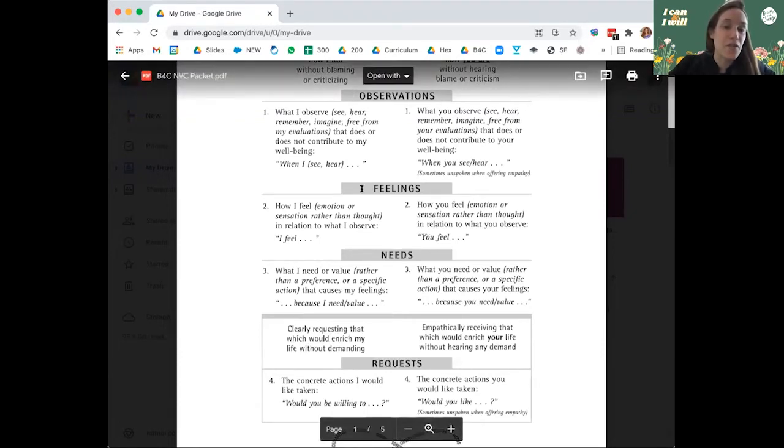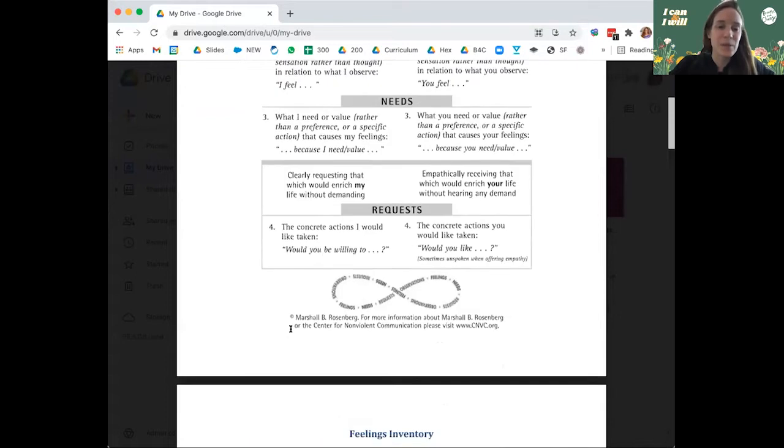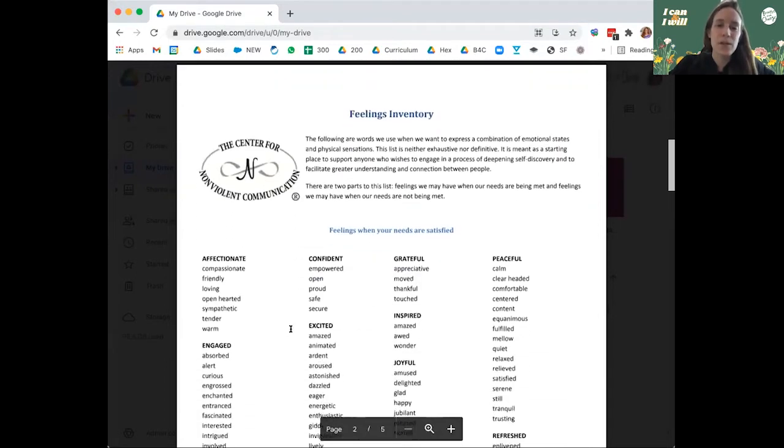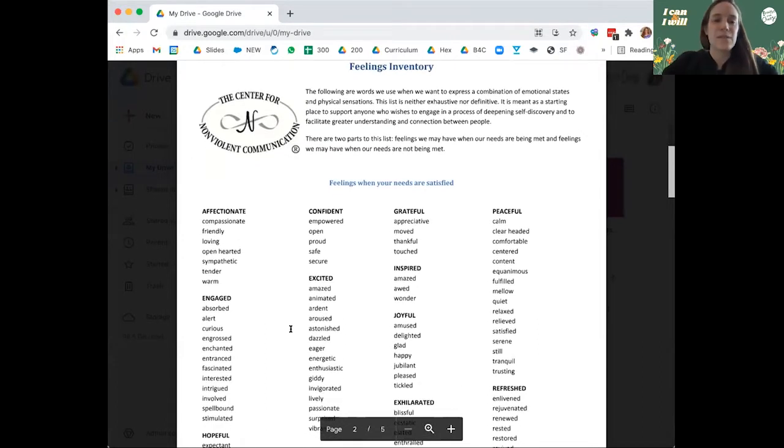So here's the breakdown of the 4 steps: what I observe, how I feel, what I need, and the requests. We just went through those. One thing I will say about the feelings part, which we're getting to right here with the feelings inventory, is that one nuance that's crucial when we're teaching this practice or using it in our own lives is that we use I language when we're talking about our feelings.